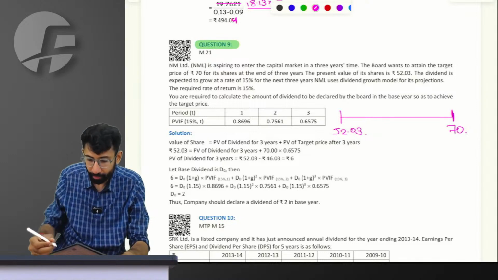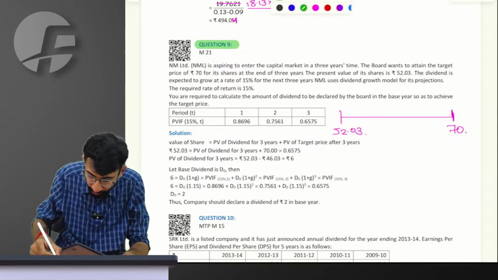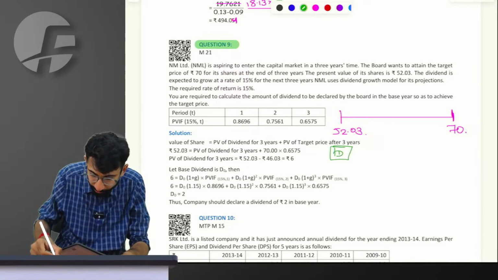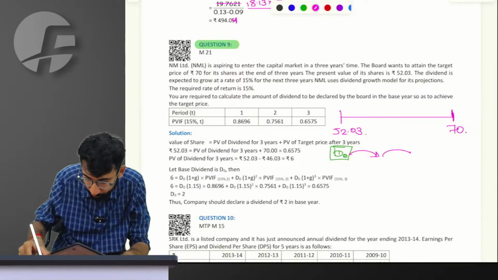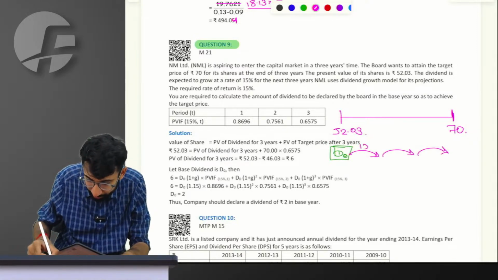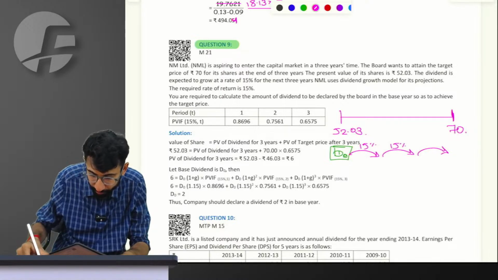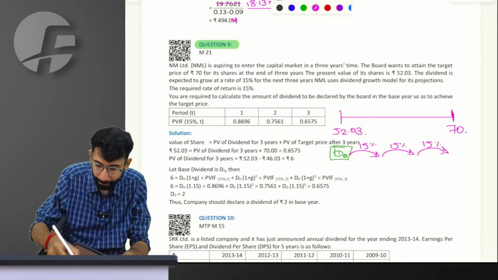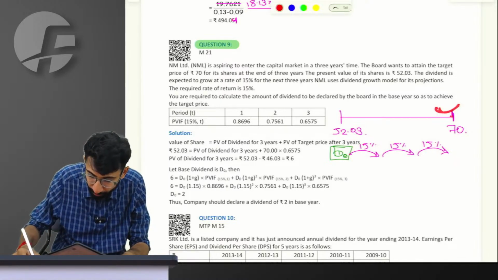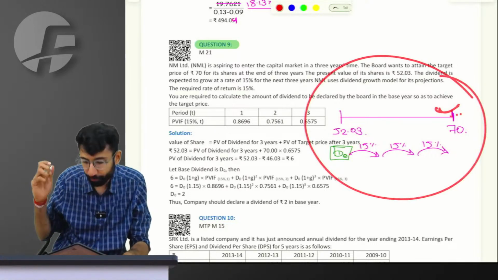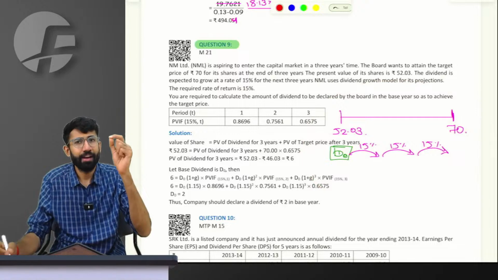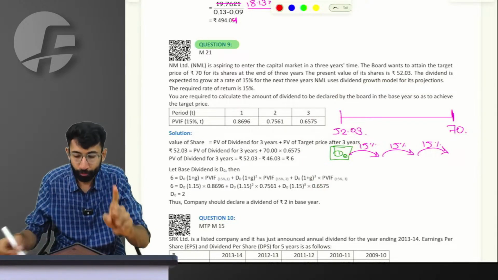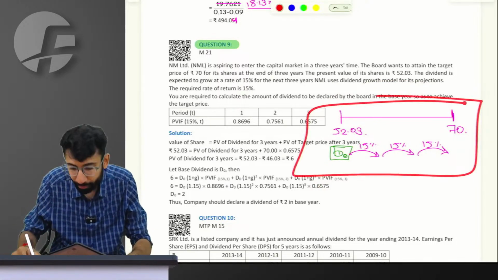We said fine. How much should be the dividend to be distributed at this point? How much should be D0 such that if that D0 grows by 15%, this particular target price is achieved. The question has given this information, which means I have decoded the language of the question into this timeline.